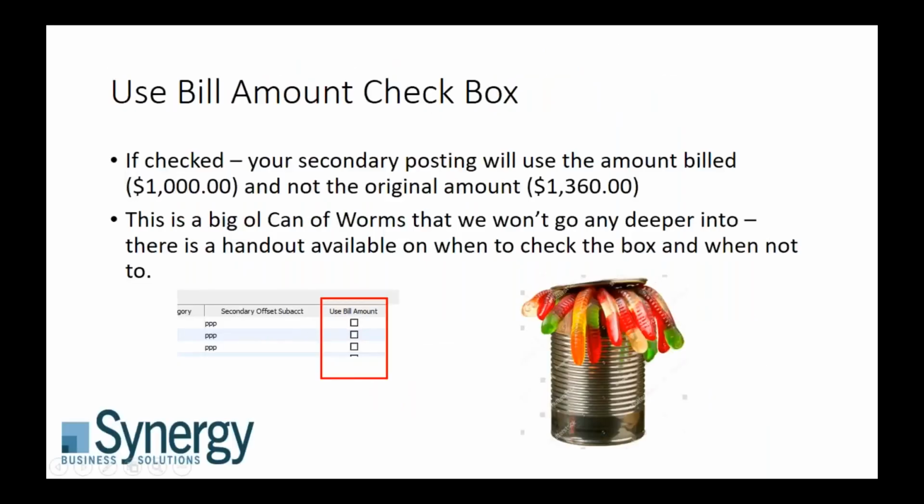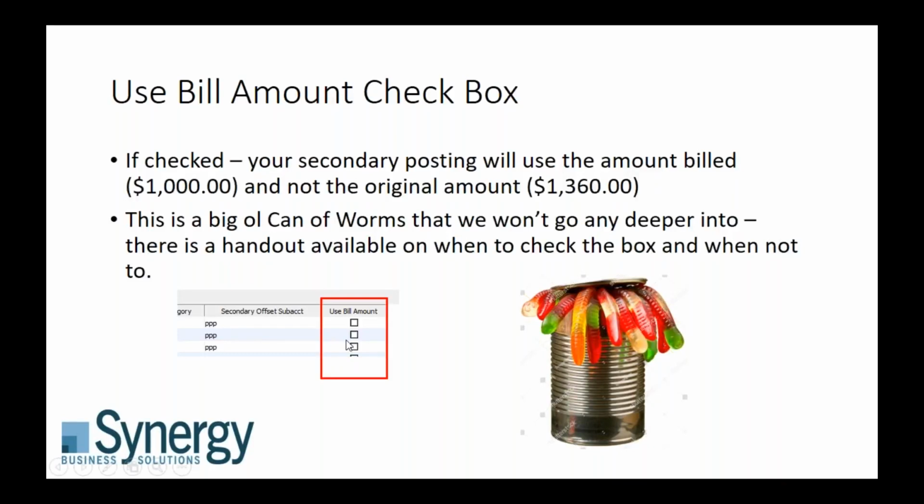Well, how it knows is on our posting rule, at the very end of our posting options, there's this little checkbox that says use bill amount. If we check that, then our secondary postings would use the amount that we billed, which was our $1,000. If we don't check the box, then it uses the original amount. And obviously in this case, we wanted it to use the original amount based on the way that our accounts are set up.